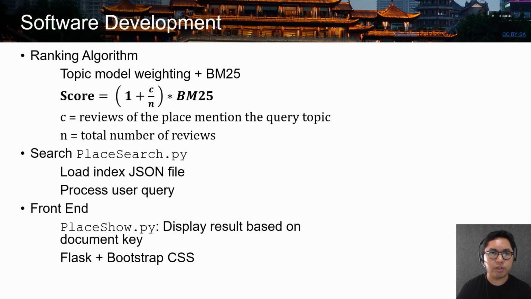Next, we use placesearch.py as the implementation for the search. It loads the index from JSON files and processes the user query. And lastly, we have places show. It displays the results based on the document key. And then we use Flask and Bootstrap CSS as the web front end.